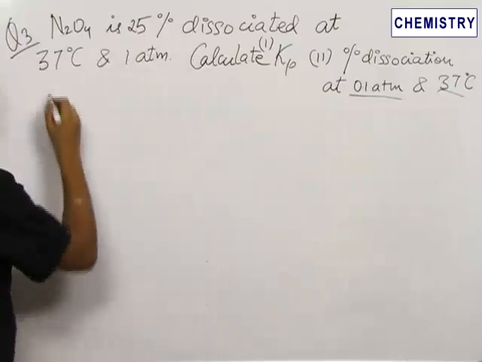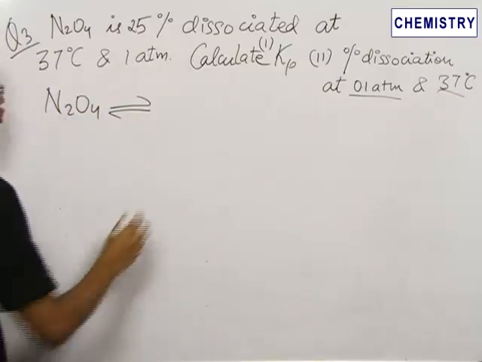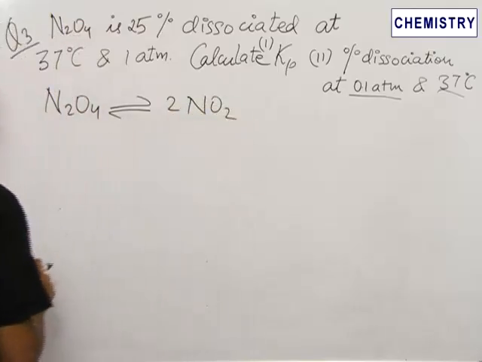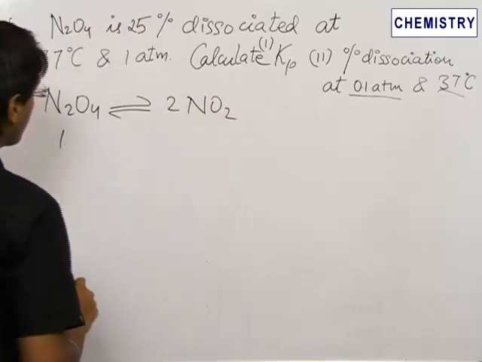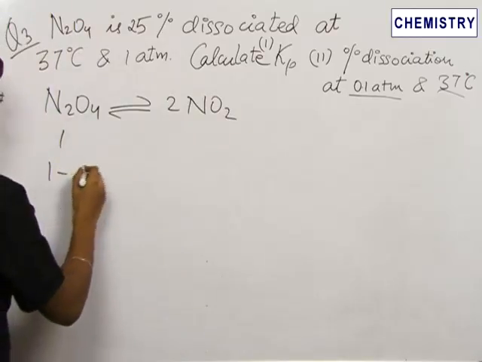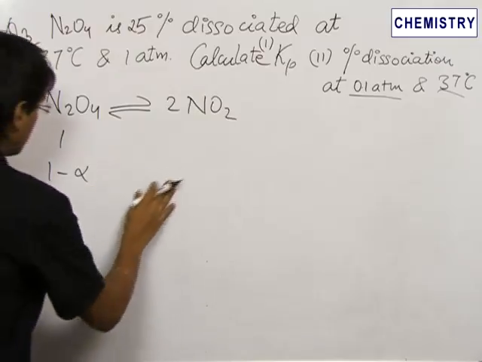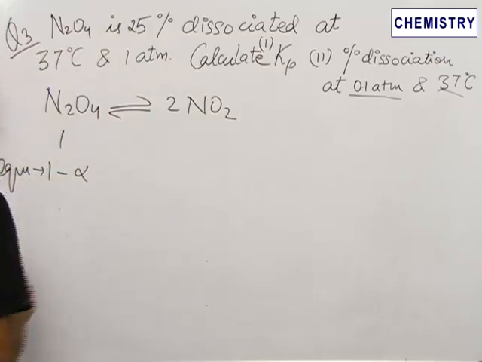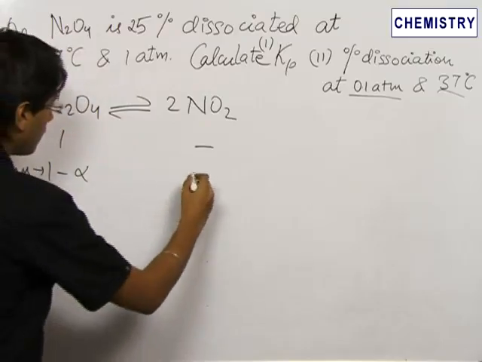To start with this problem, we first of all write the equilibrium reaction for the dissociation of N2O4 into NO2. Let us assume that we begin with 1 mole of N2O4. If the degree of dissociation of N2O4 is alpha, then at equilibrium N2O4 will have a concentration of 1 minus alpha and NO2, which was 0 earlier, will be equal to 2 alpha.